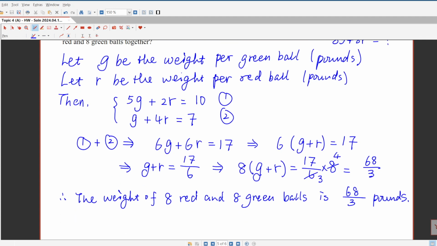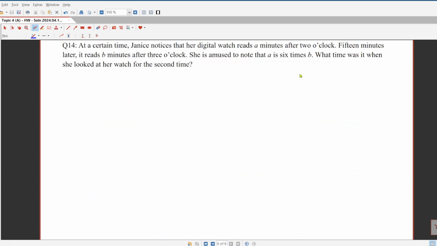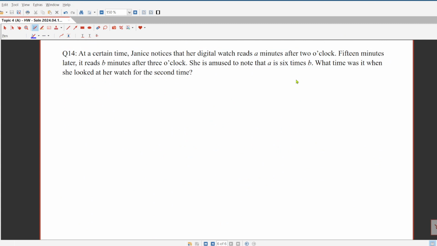Okay, if not, let's have a look at the next one. Question number 14. At a certain time, Janice notices that her digital watch reads A minutes after 2 o'clock. 15 minutes later, it reads B minutes after 3 o'clock. She's amused to note that A is 6 times B. What time was it when she looked at her watch for the second time?